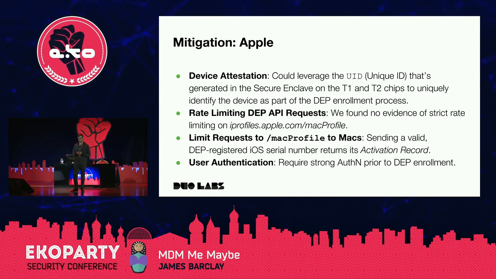Additionally, we found no evidence of strict rate limiting on this Mac profile endpoint. This could be because it might be difficult for Apple to distinguish between, let's say, an attacker hammering the DEP API or an organization that just bought 1,000 Macs and is enrolling them all at once behind the same NAT router. Additionally, we found that although this endpoint is called Mac profile, it will happily accept iOS serial numbers and retrieve the activation record of iOS devices that you submit to it. Lastly, we think requiring strong authentication prior to the DEP enrollment happening would mitigate this as well.